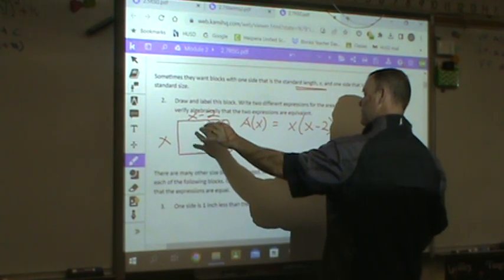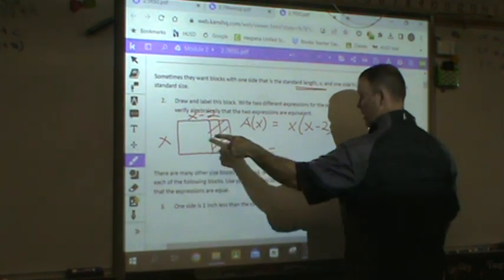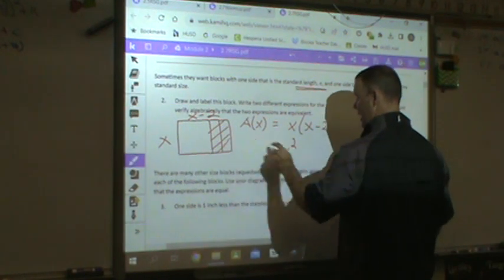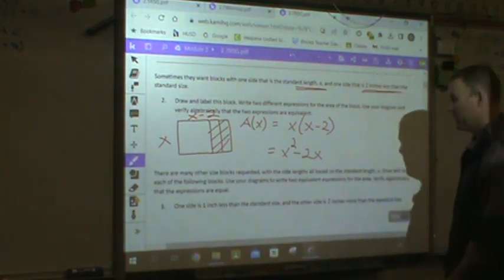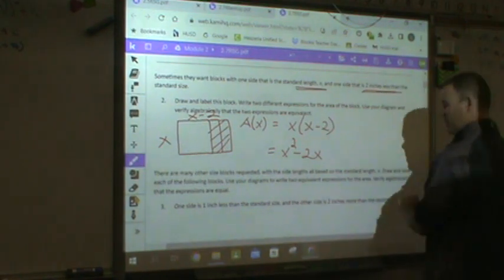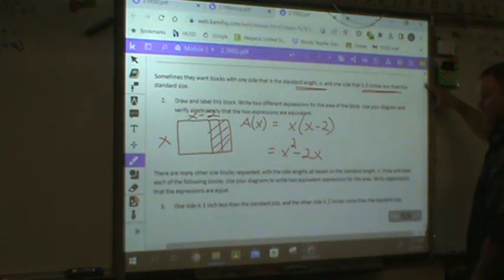And my other one, again, find the area of all the little pieces and add them together. Well, the area is x squared, but I have minus 2 x's. There are no single little boxes, so there is no constant value.